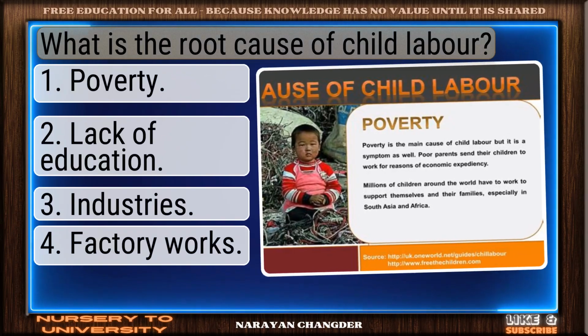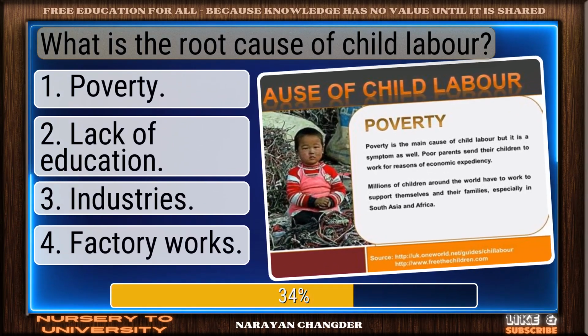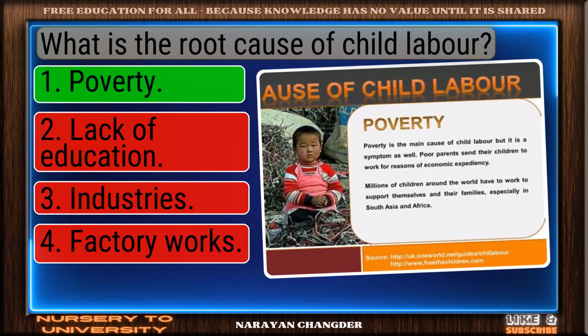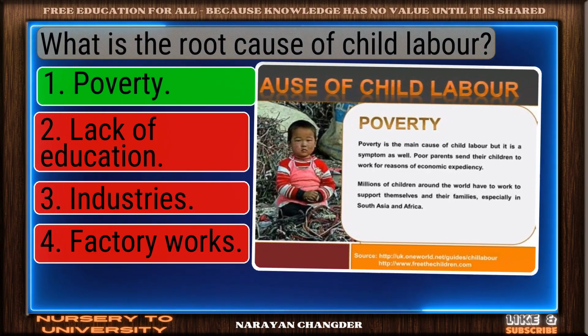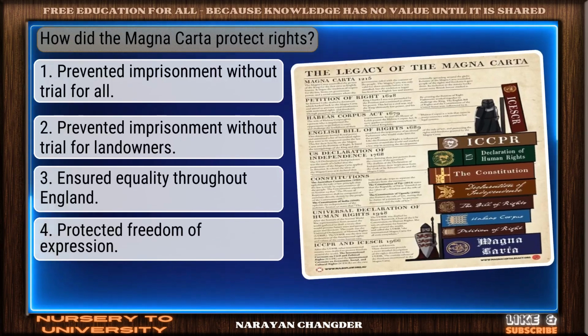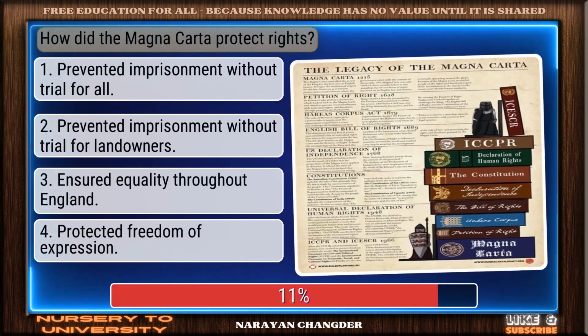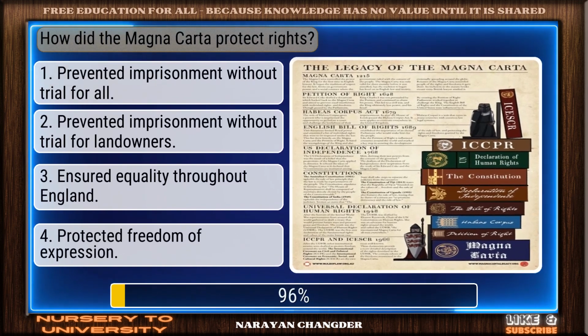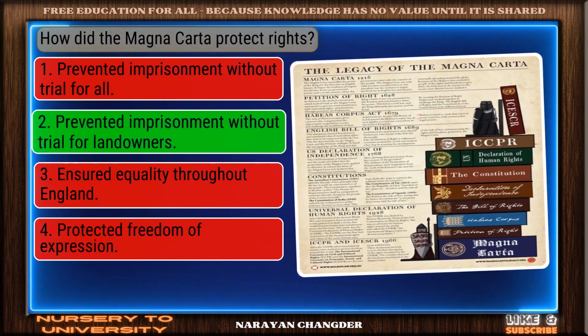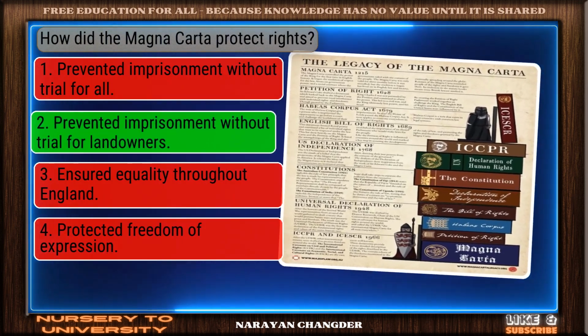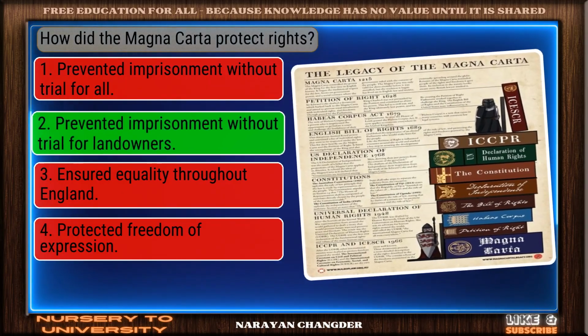What is the root cause of child labor? Correct response. Poverty is the most accurate answer. How did the Magna Carta protect rights? Excellent. Prevented imprisonment without trial for landowners is a brilliant choice.